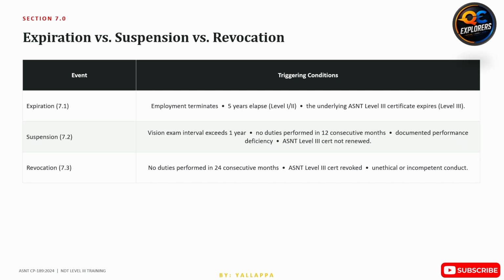The standard also allows suspension when there is a documented performance deficiency. For example, repeated procedural violations, incorrect interpretation of indications, poor documentation practices, or failure to follow approved inspection procedures may justify temporary suspension while corrective action is taken.